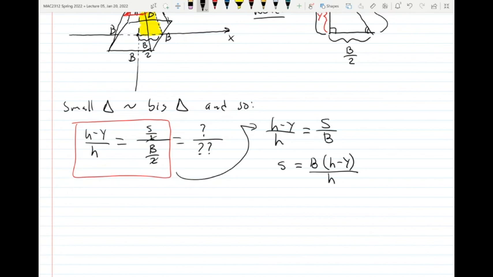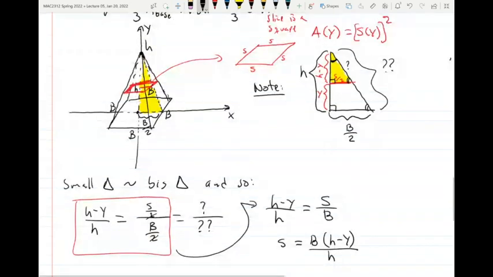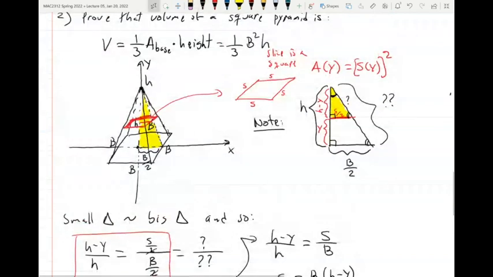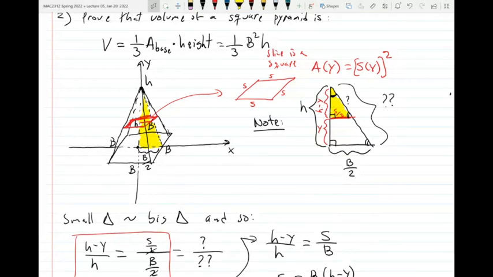Now, remember, b is a number, h is a number that we know. This is given to us when you're given the pyramid. So here is s, we don't know what it is, and here is our variable y. That's good. So if you tell me where the cut is, I can put that here, and with the known values of h and b, I can tell you what s is, the size of the slice. And that's all we need, really, because now this is the formula for the area of the slice, right? It's a square, so it's s squared. So we just need to square that quantity and integrate it, and we're good to go.